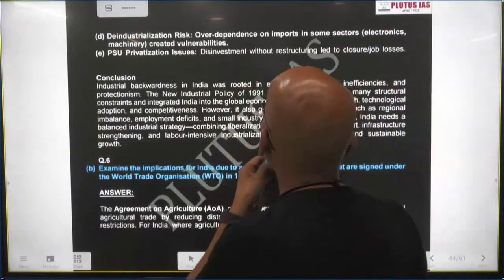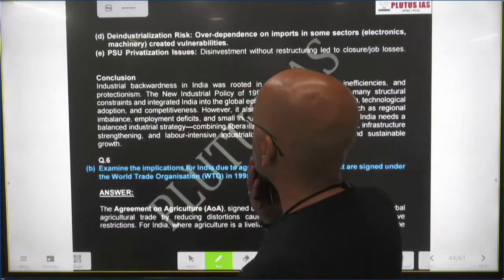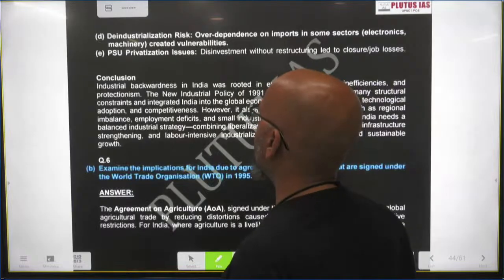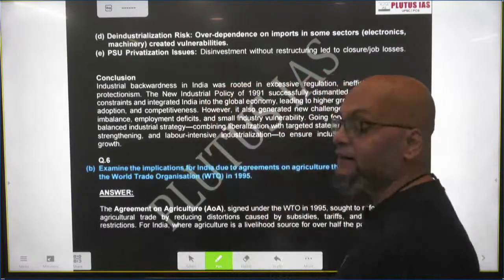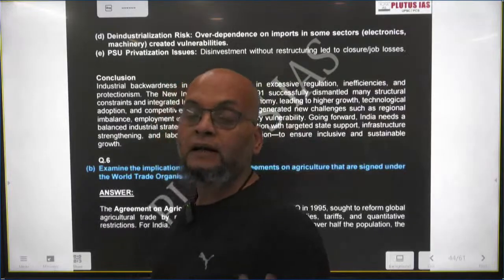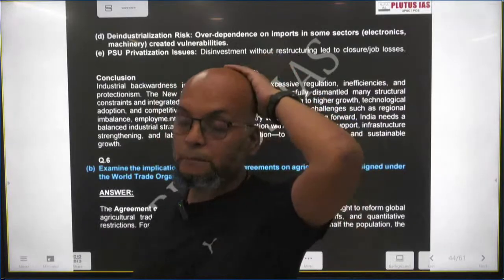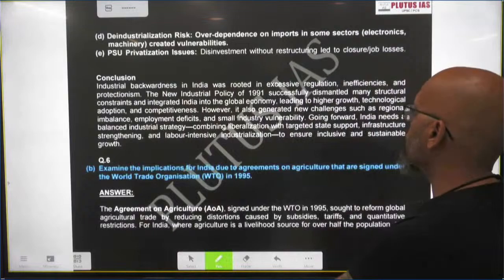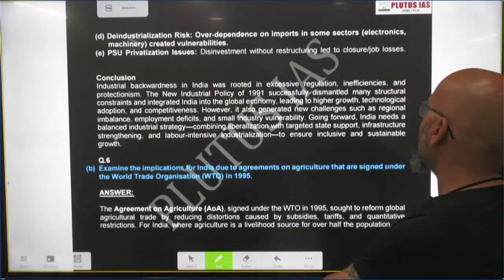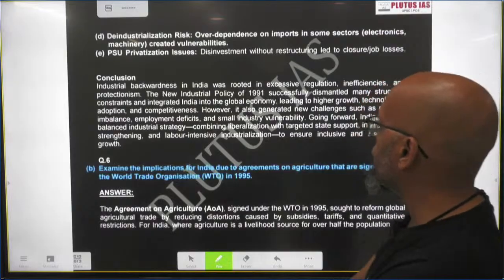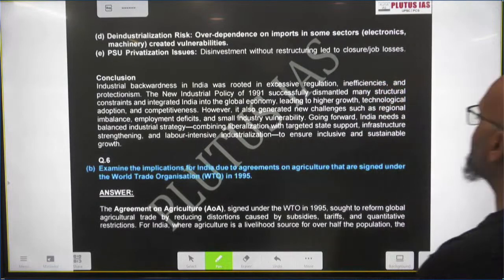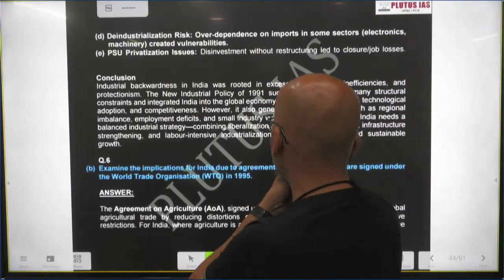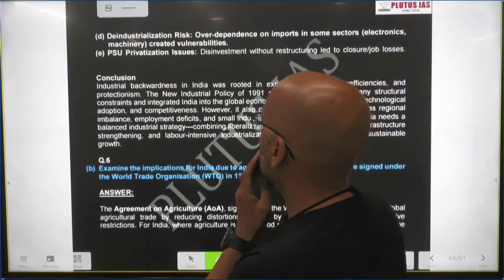Then deindustrialization risk: over-dependence on imports in some sectors, and still electronics is one of them, and machinery, created vulnerabilities. Then PSU privatization: disinvestment is still a hot topic. Opposition parties are opposing it, right? Conclusion: industrial backwardness in India was rooted in excessive regulation, inefficiencies and protectionism. The new economic policy of 1991 successfully dismantled many structural constraints and integrated India into the global economy, leading to higher growth, technological adoption and competitiveness.